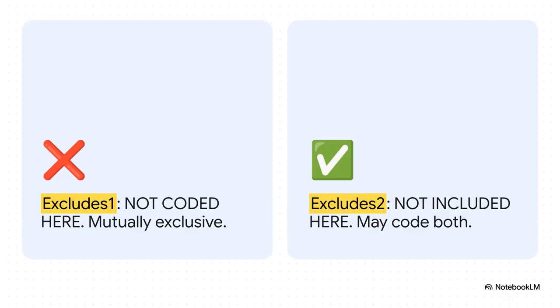Next up, Section 4, excludes notes, the masterclass. These are easily the most highly tested and, honestly, the most frequently confused notes on the CPC exam. The absolutely crucial point here is understanding the difference. Excludes 1 literally means not coded here. It's a strict, pure exclusion. The conditions are mutually exclusive. Think of a congenital versus an acquired condition. They just cannot be coded together. Excludes 2, however, means not included here. In this case, the conditions might actually coexist, meaning you totally can report both codes if the provider documented both.